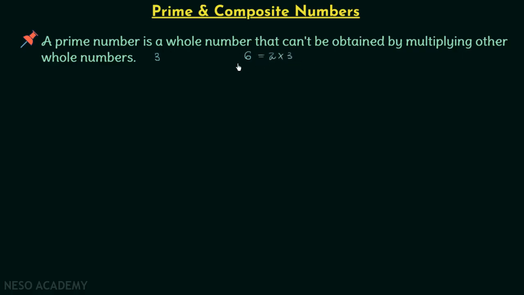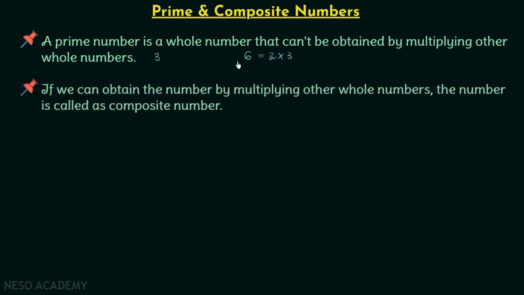So in this case, 6 is a whole number which we can have after multiplying other two whole numbers, and therefore 6 is not a prime number, but it is a composite number. So if we can obtain the number by multiplying other whole numbers, the number is called a composite number. So I hope you now understand what prime numbers and composite numbers are and the difference between them.